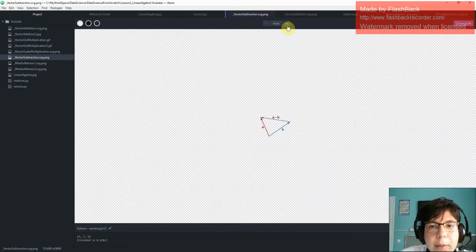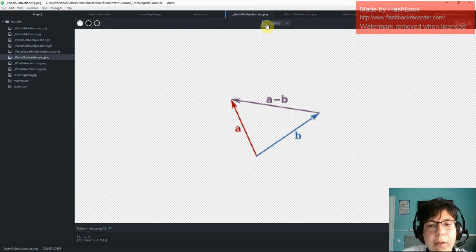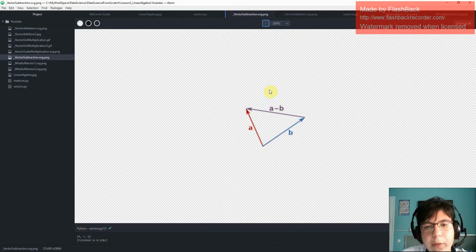Here I have an image of the vector subtraction. As you can see, while in the vector addition, the resulting vector would point from the starting point of the first vector to the ending point of the second vector, here the subtraction vector, or the resulting vector, points from the ending point of the second vector to the ending point of the first vector.